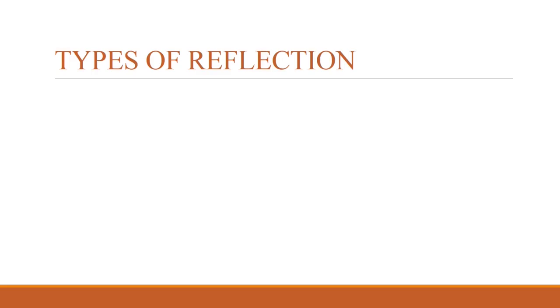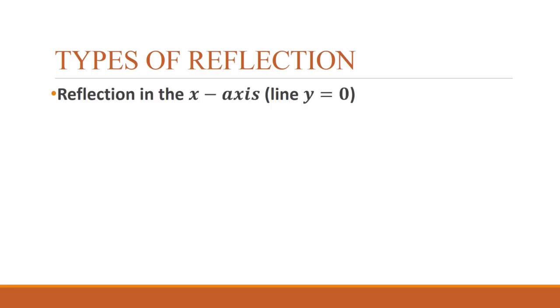Now, what are the types of reflection? In today's lesson, we are going to look at the first type of reflection, which we call reflection in the x-axis. This can also be called reflection in the line y equals 0.